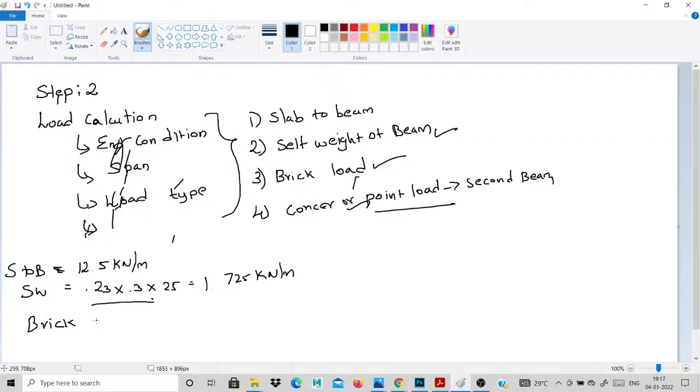So okay, next one is the brick load. The brick load is the maximum load for this structure. Understand this concept: the brick load is a maximum load. Then how do we calculate the brick load for this structure?